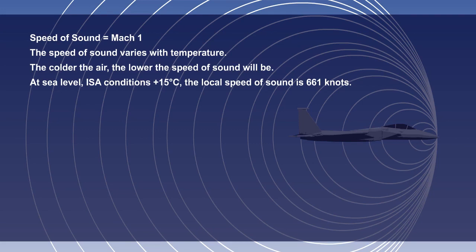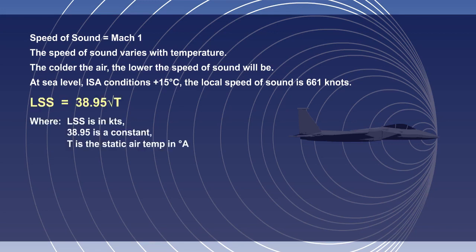At sea level in the international standard atmosphere, conditions of +15 degrees Celsius, the local speed of sound is 661 knots. We can calculate a local speed of sound by using the formula shown here, or we can use a CRP5 or similar navigation computer. Let us calculate the local speed of sound using the formula first.